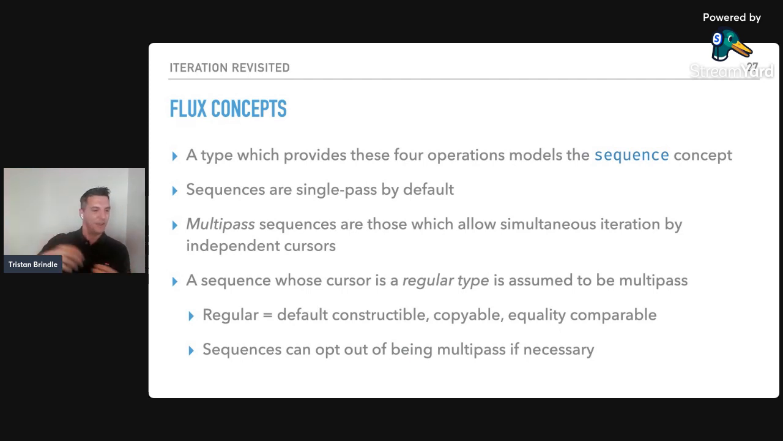If you're familiar with this in C++ ranges and iterators, you have to opt in, using an iterator tag to tell the machinery whether you are an input iterator or a forward iterator. In Flux, if your cursor is a regular type, we assume that you're a multipass sequence. That covers pretty much all the cases, because cursors for single pass sequences should pretty much always be move only. That's just what makes sense semantically. Certainly for all the default types provided in the library, single pass cursors are move only. There is an opt out, but generally you don't need it.